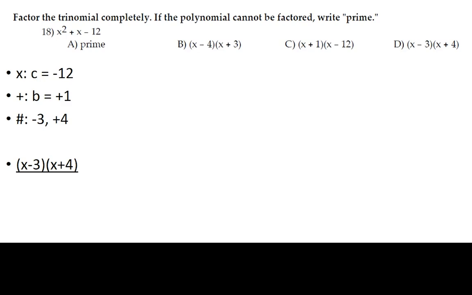In number 18, we have x squared plus x minus 12. We need numbers that multiply to c, and that's negative 12. These same numbers need to add to b, that's positive 1. The numbers that multiply to negative 12 and add to positive 1 are negative 3 and positive 4. Since this is just an x squared trinomial, not a 2x squared or a 3x squared or whatever, we can just write in x and then put in our numbers negative 3 and positive 4. X minus 3 times x plus 4 is our answer.